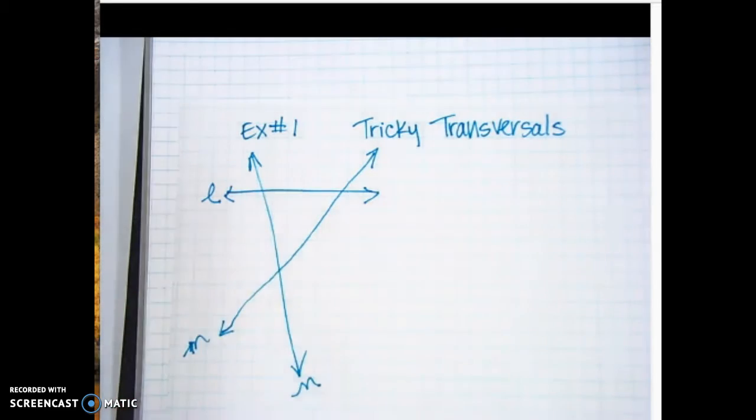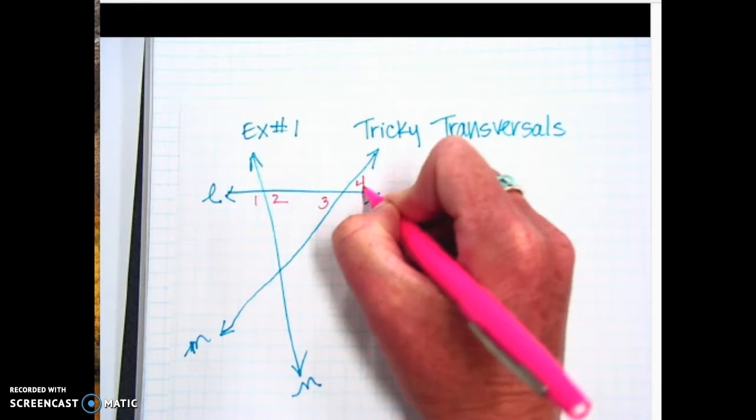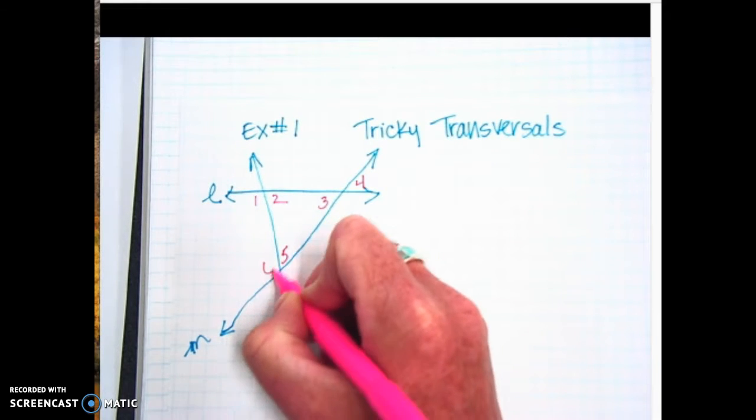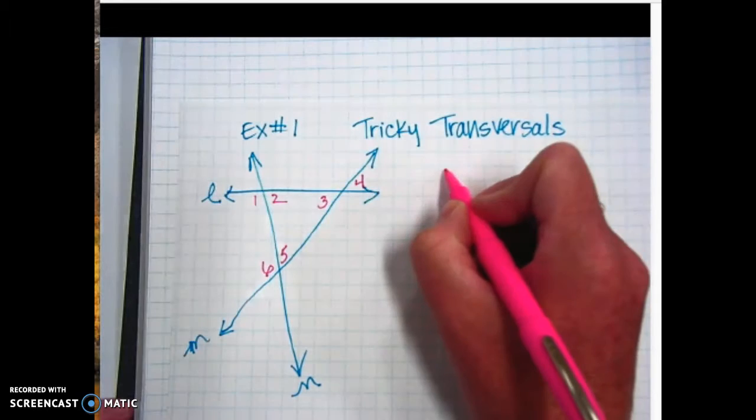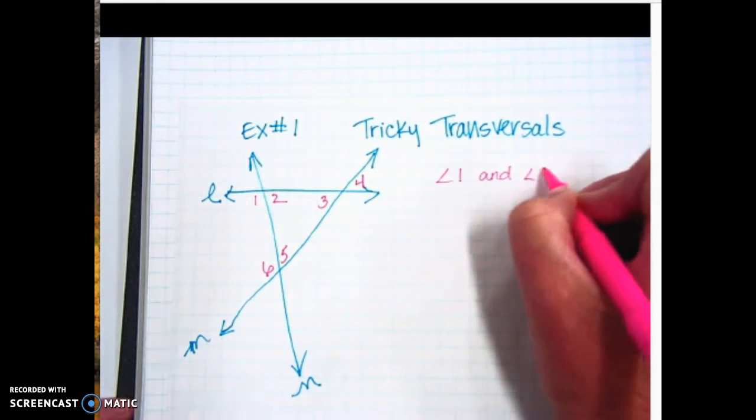All right, so let's label some angles and then talk about which of those three lines becomes their transversal and what then is their relationship. So here's angle 1 and 2, here's angle 3 and 4, and here's angle 5 and 6. So the first two angles we're going to focus on are angle 1 and angle 3.